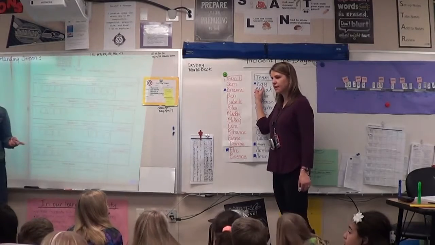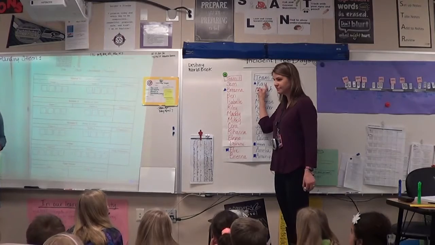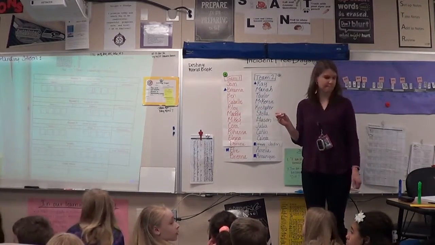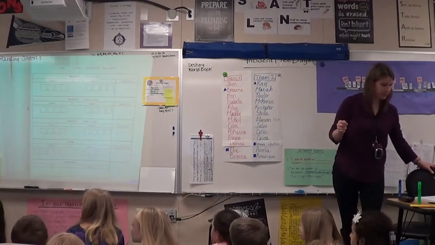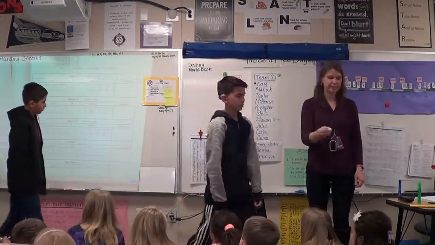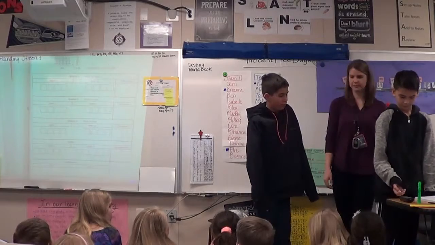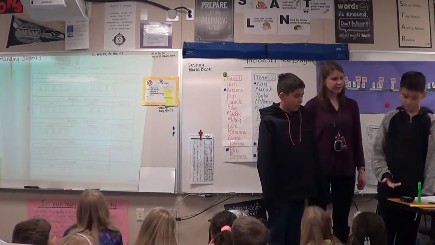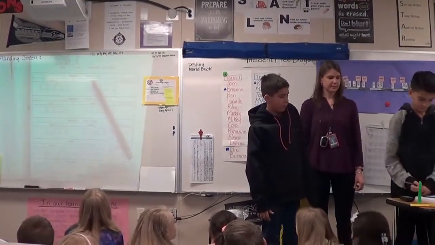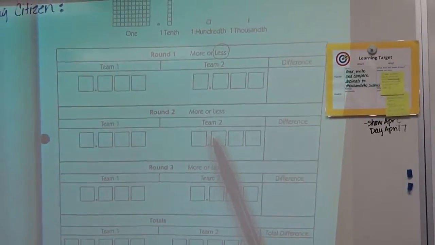Sam and Ray, come on up. We're going to do round 1. You don't need your book. You'll just write right in mine. The rest of you are going to write in your book. All right, Ray, are we going for more or less? Less. Okay, so circle less. Use my pen, right? Okay, here's your other die.